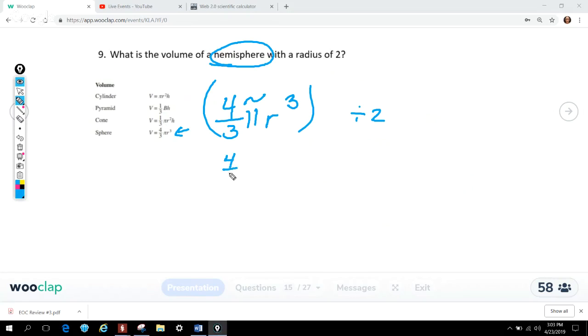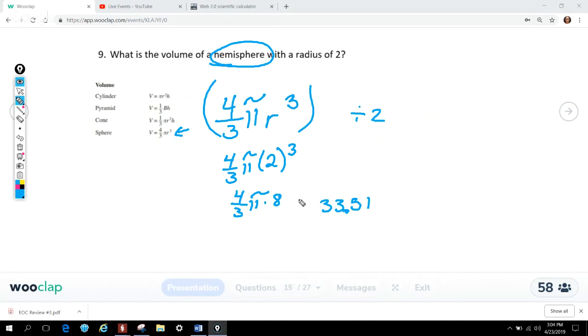So for example, I've got 4/3 times pi, my radius is 2 cubed. So then I've got here 4/3 times pi times 2 cubed, which is 8. And then you can just do 32 divided by 3, because 4 times 8 is 32. So I'm going to do 32 divided by 3 equals, times pi equals, and that gives me 33.51.